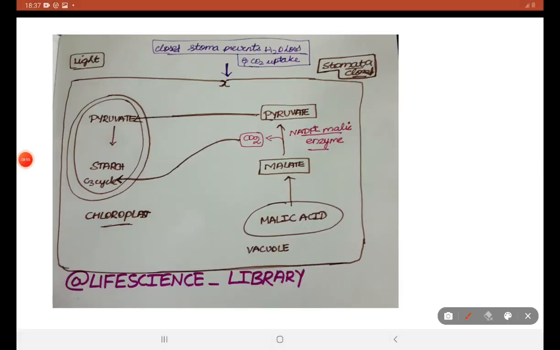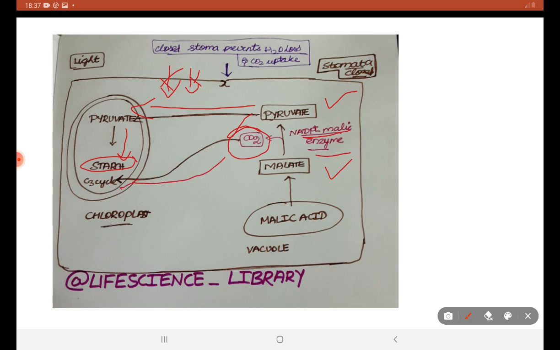During light time, carbon dioxide is not present, so it will not enter into the cell. Malate is converted to pyruvate by NADP plus malic enzyme. Pyruvate is transported into chloroplast to form starch. Carbon dioxide produced as the result of this reaction enters the Calvin cycle inside chloroplast. So here also three organelles are involved. The entire cycle takes place in mesophyll cells.